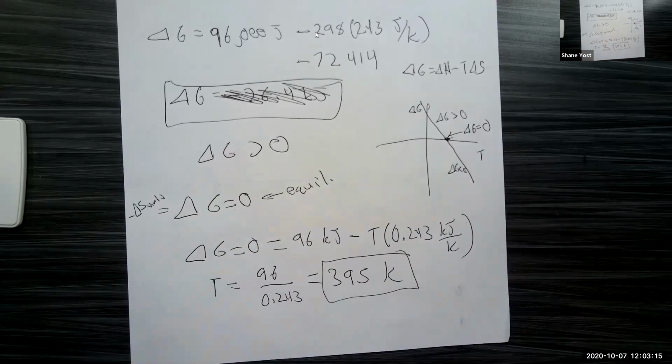Yeah. So when delta G is greater than 0, it's non-spontaneous, and when it's less than 0, it's spontaneous. Yeah, it's the opposite of the entropy change of the universe.